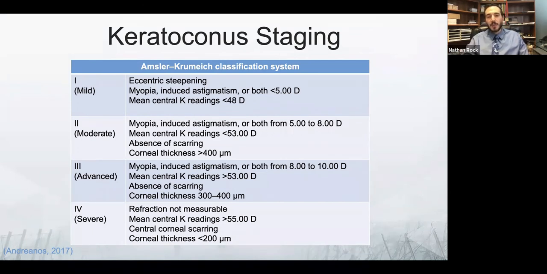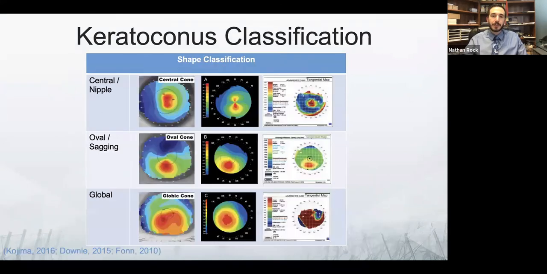But the big things from a topography standpoint would be for stage 1, it's central K readings less than 48. For stage 2, it's central K readings less than 53, so between 48 and 53. For stage 3, it's central K readings greater than 53. And then for stage 4, it's central K readings greater than 55, and that's the mean keratometry.